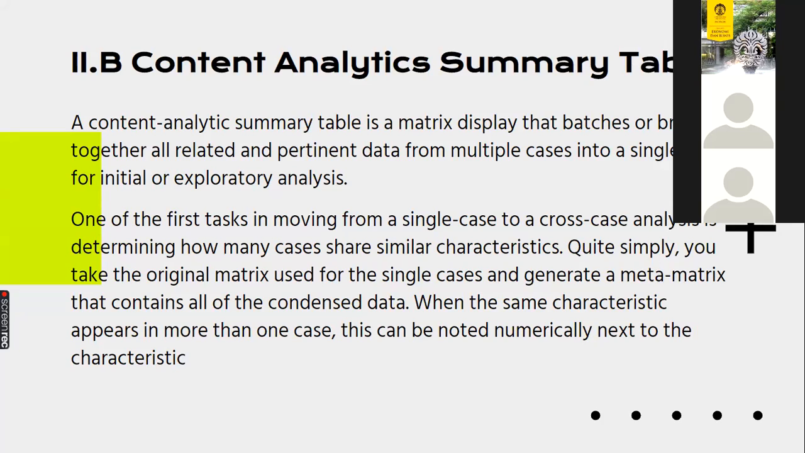Okay, so the second form for the second part is a content analytic summary table. It is a matrix that batches or brings together all related and pertinent data from multiple cases into a single form for initial or exploratory analysis. One of the first tasks in moving from a single case to a cross-case analysis is determining how many cases share similar characteristics. Quite simply, you take the original matrix used for the single cases and generate a meta matrix that contains all of the condensed data. When the same characteristic appears in more than one case, this can be noted numerically next to the characteristic.